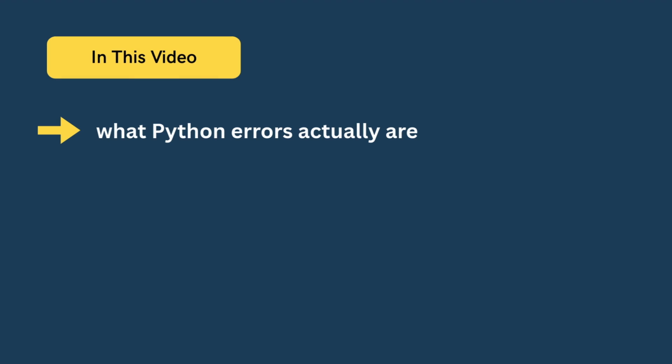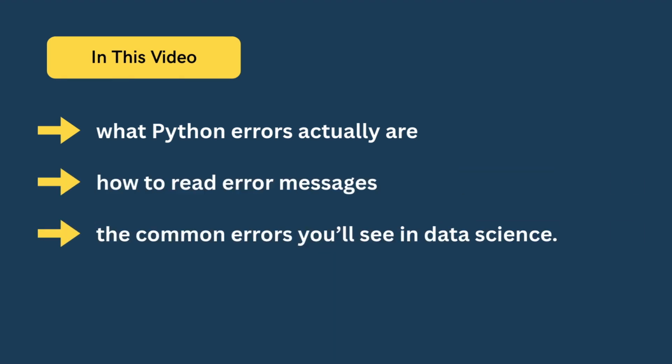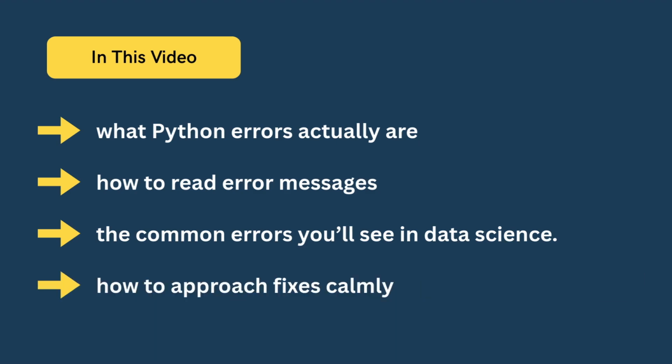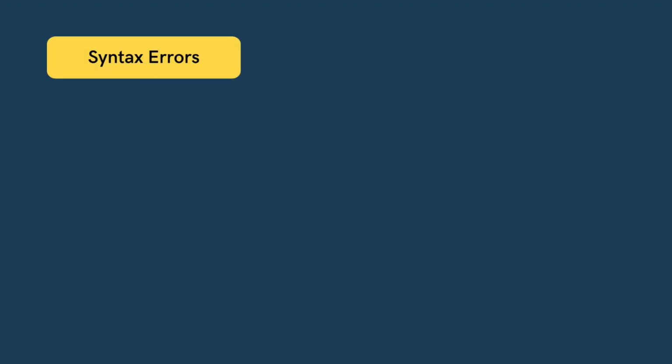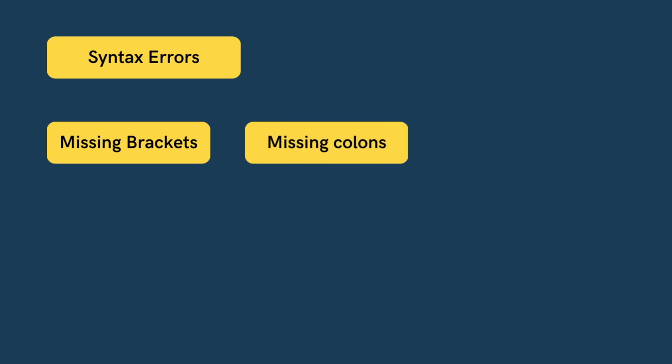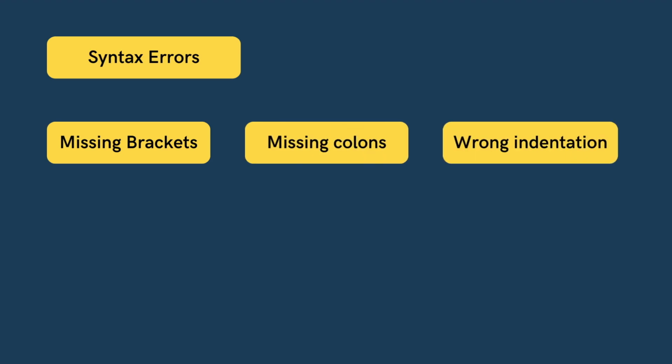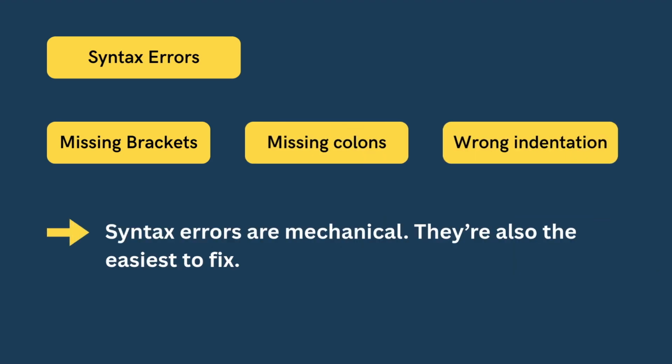Errors are not failure, errors are feedback. In this video, you will learn what Python errors actually are, how to read error messages, the common errors you will see in data science, and how to approach fixes calmly. Some errors happen before the code even runs. These are syntax errors. They usually come from simple things, missing brackets, missing colons, wrong indentation. Syntax errors are mechanical, they are also the easiest to fix.